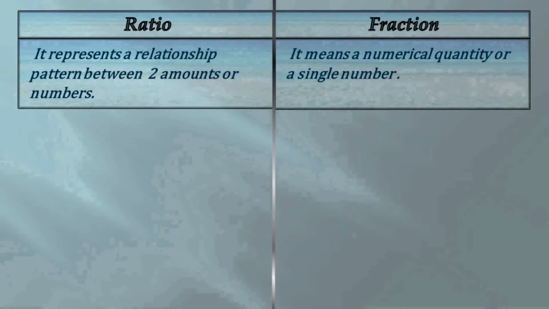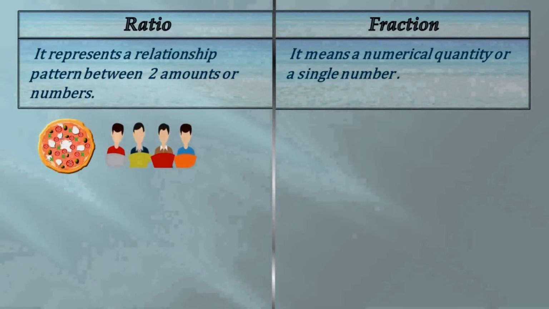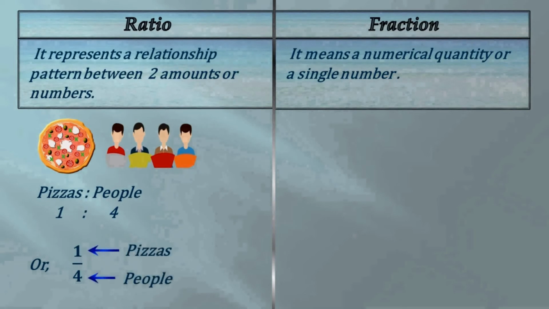For example, if we have one pizza for 4 people, so the ratio between the number of pizzas to the number of people is 1 to 4. Or it can be written as 1 over 4. This is a relation or a comparison of two amounts, pizzas and people.